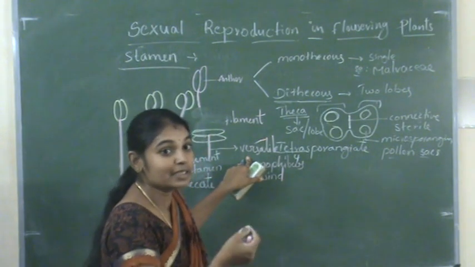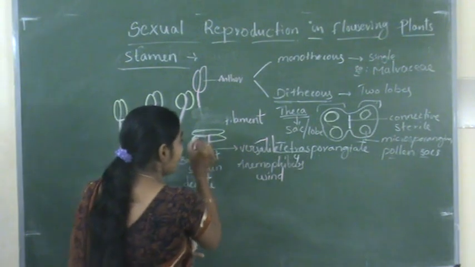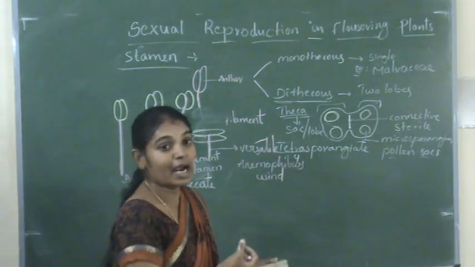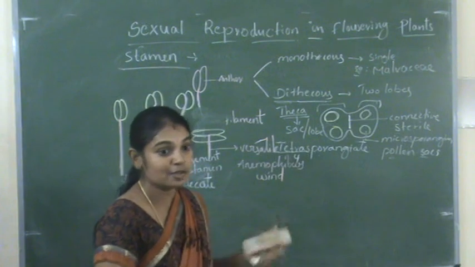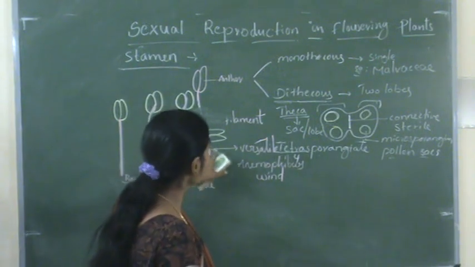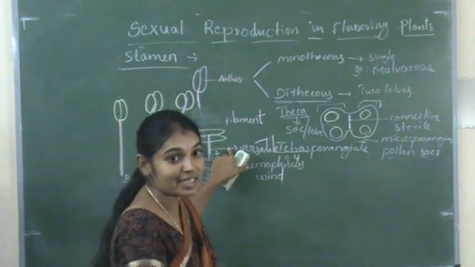So that means these are very light in weight and easily pollinated through wind. So this type of stamen is called versatile stamen.